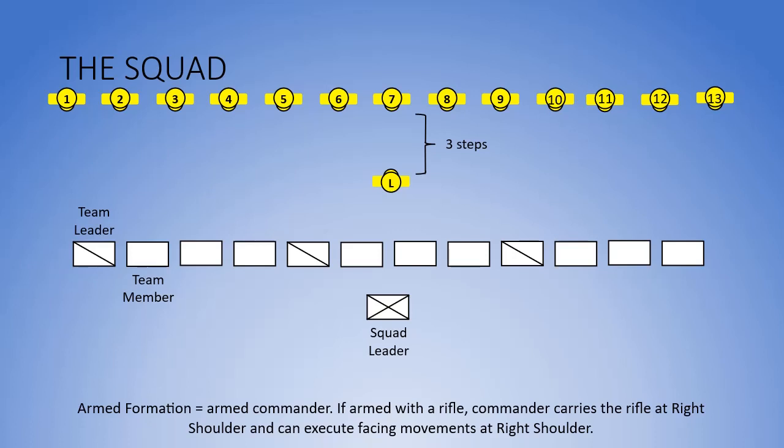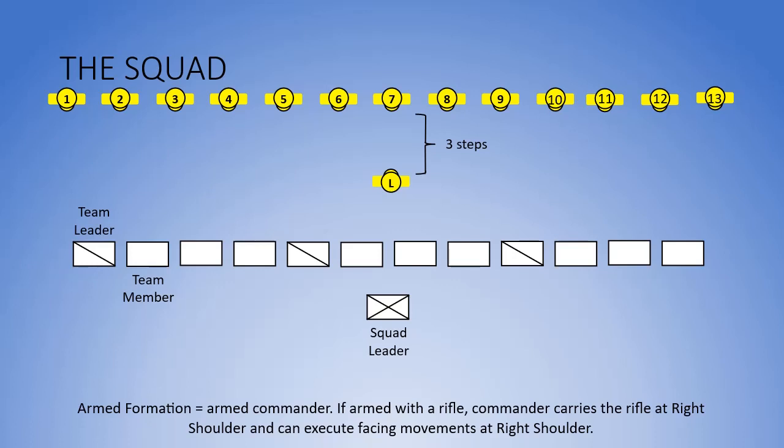The squad is made of approximately 4 to 13 members. We get these numbers from the Marine Corps order. A fire team is 3 members with a fire team leader, and a squad can have up to 3 fire teams plus the squad leader. These numbers are not absolute. I'm providing them just for guidance.